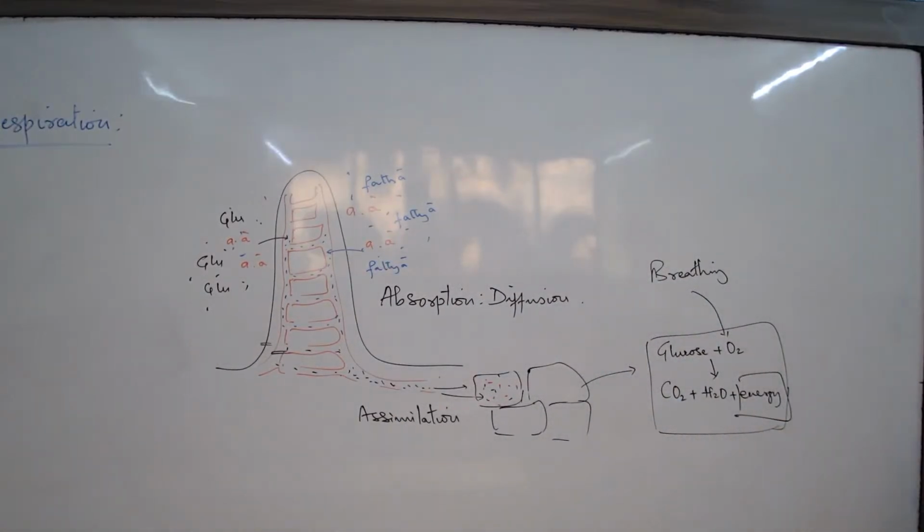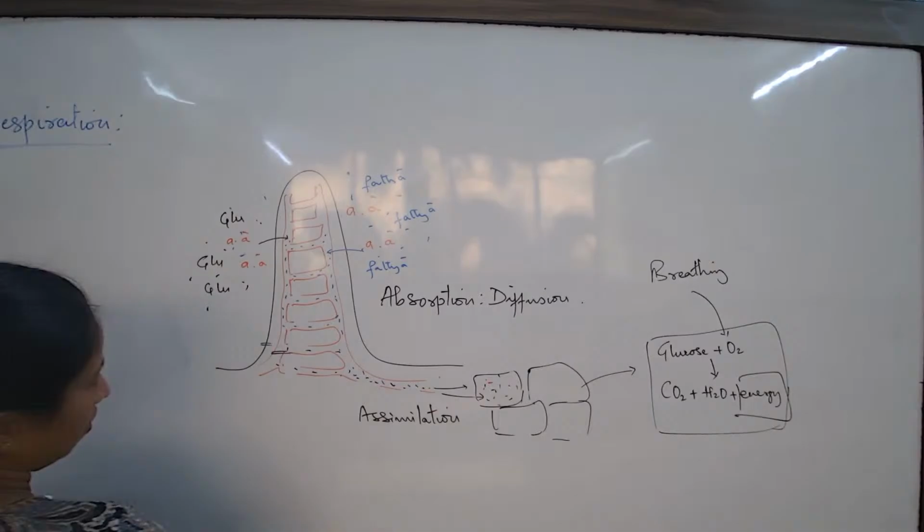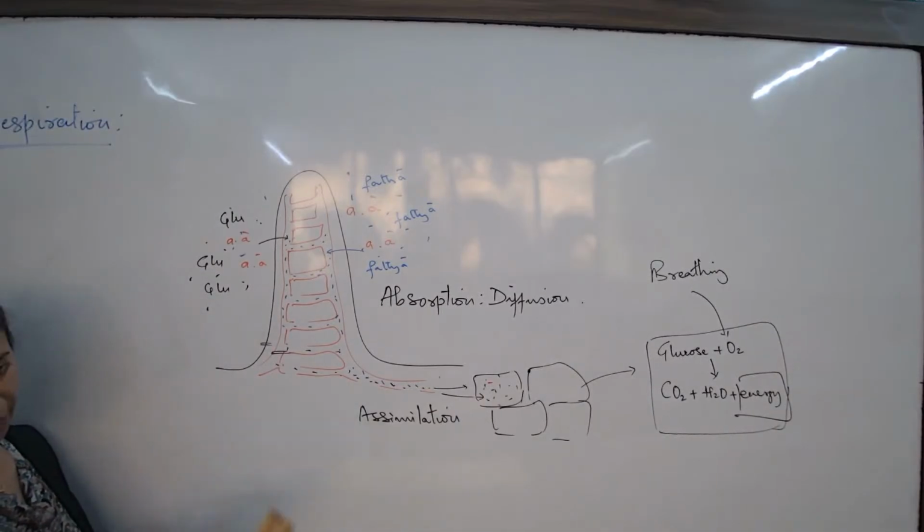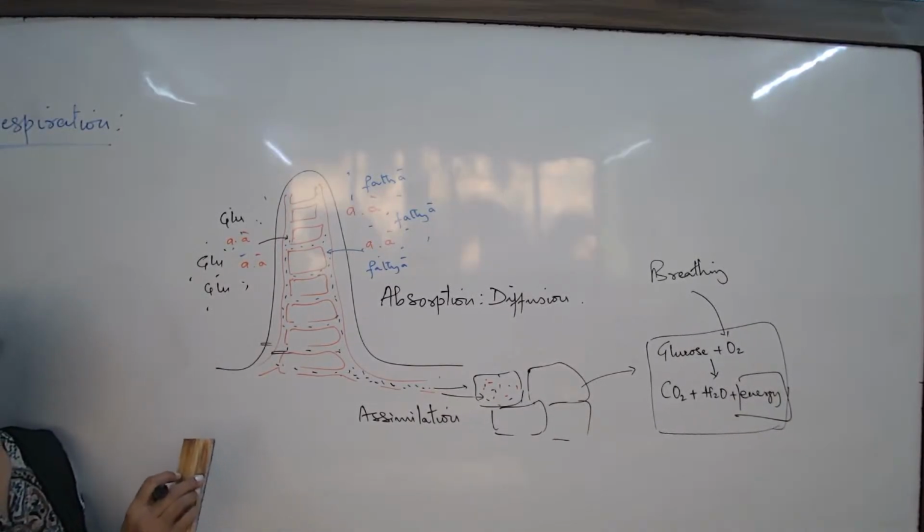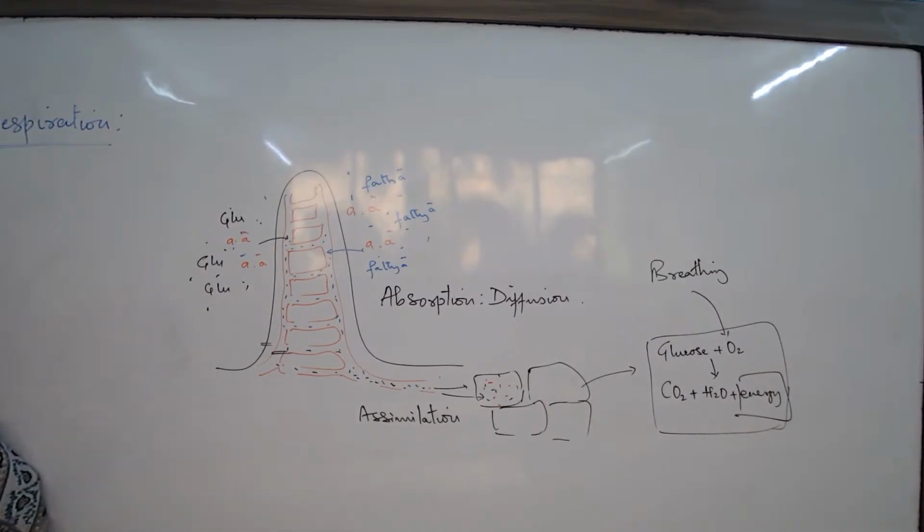The biochemical process in which food is broken down in the body cells to release carbon dioxide, water, and energy is known as respiration. I have one doubt: when we are respiring, only glucose gets broken down into carbon dioxide, water, and energy, right?